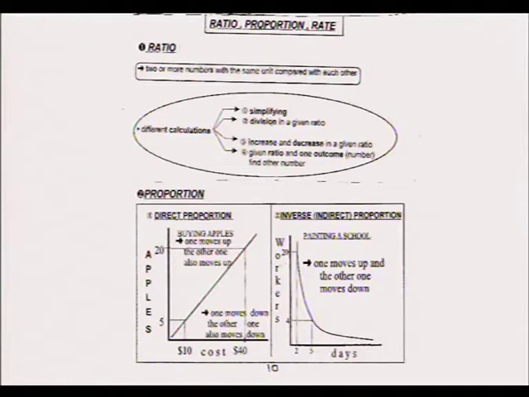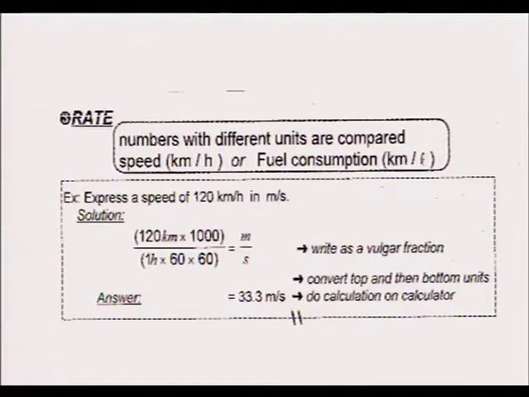There you see the proportion, direct proportion. Look at the graph. It's a straight line graph. Straight line, direct proportion. The inverse, the indirect proportion, has a curved graph, as you see there. Normally you have to read something off your graph. Then the rate, numbers with different units are compared, for example, speed, kilometers per hour, or the fuel consumption, kilometers per liter.